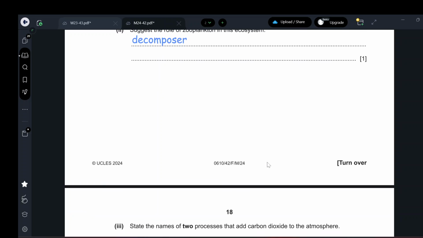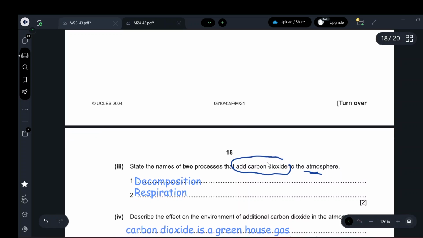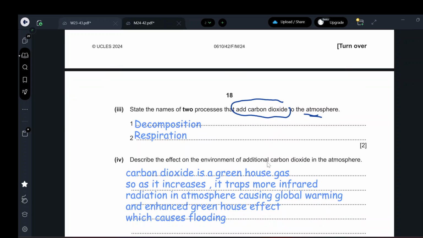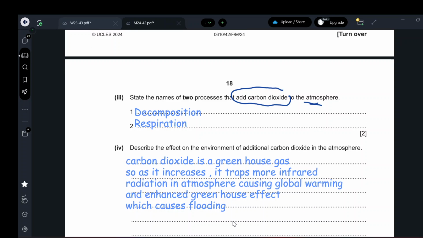What are the names of two processes that add carbon dioxide to the atmosphere? I can say respiration, I can say combustion, I can say decomposition, anything that adds carbon dioxide. So what is the effect of adding carbon dioxide there? What's the problem when there is a lot of carbon dioxide? It is a greenhouse gas. So it traps more infrared radiation, more heat energy will be trapped, causes global warming, enhanced greenhouse effect, which causes flooding. This is what happens when the CO2 increases.